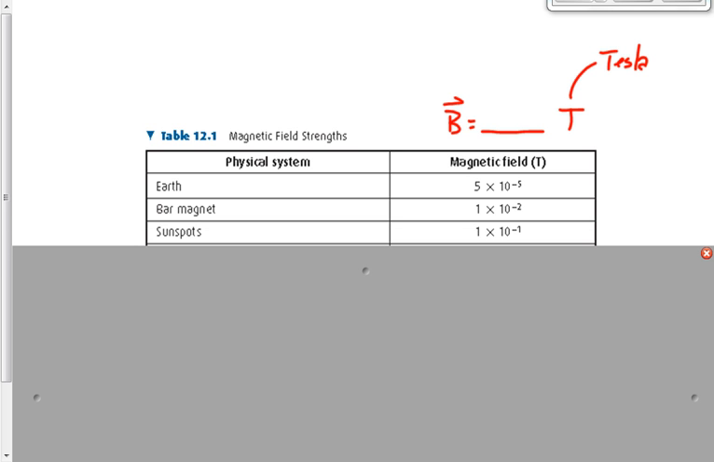A sunspot, this activity that takes place on the surface of the sun, is about 10 times stronger than the magnetic field surrounding a bar magnet. Why aren't our compasses affected by sunspots? Well, they are, but they're not affected dramatically by sunspots because these sunspots are so far away, right?